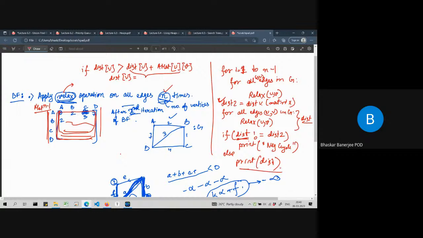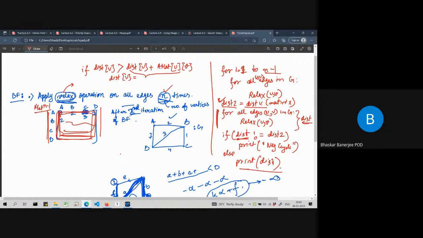If I am applying it for n minus one times, then I have to somehow check, right? After applying n minus one times, whatever is the value in these pairwise distances, I store it in a separate matrix. Let's say we call it a distance two matrix. Then I apply one more time and check whether there has been a decrease in any one of the values. So when I apply the same relax operation one more time, obviously the distance matrix would be changed.